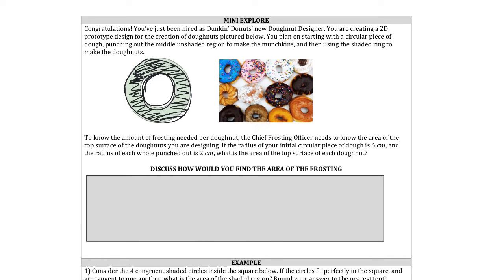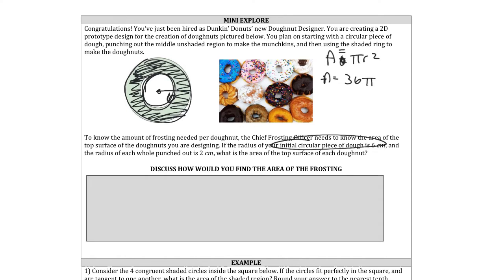So if I look at this problem, it kind of looks like the area of a circle. And I know that's pi r squared. Should be an equal sign. So area of a circle is just pi r squared. And it says the initial circular piece of dough is 6 centimeters. So from the edge to the center for the whole thing is 6 centimeters. So if I found the area of this whole piece, 6 squared is 36. So the whole piece of dough would be 36 pi.